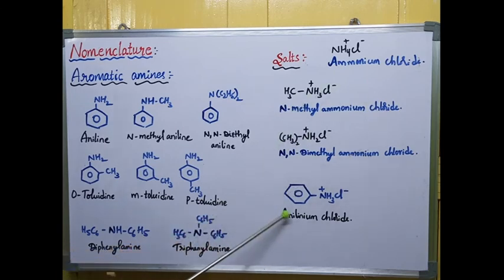Now we can see this is the aniline structure. To aniline, NH3+ and Cl- are attached, so one more hydrogen is added. So it is anilinium chloride. Like ammonium chloride, it is anilinium chloride. So these are some formations of salts and salt names. This is about the nomenclature of both aromatic and aliphatic amines.